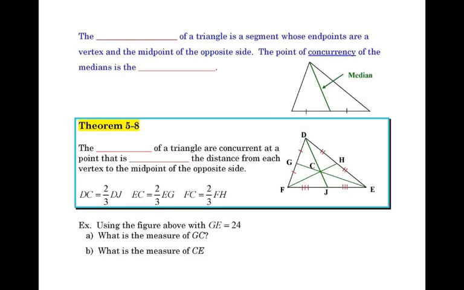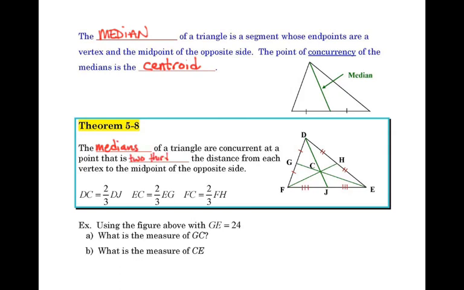We have a couple more as we start to deal with it. If we take the medians of a triangle, those are concurrent at a point, and again, a median goes from a vertex to the midpoint of the opposite side. So here are three medians crossing at one point, and that point is called the centroid.